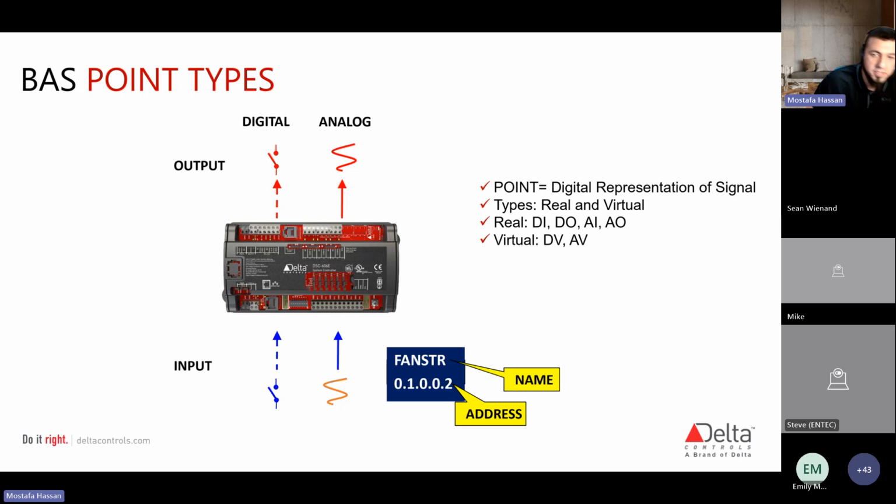Within that, we have a couple of different things to focus on. The first thing is point types, right? A couple of different types here. You have both real and virtual. And within that, inputs and outputs, right, of both can be analog and digital, and we'll break all that down.